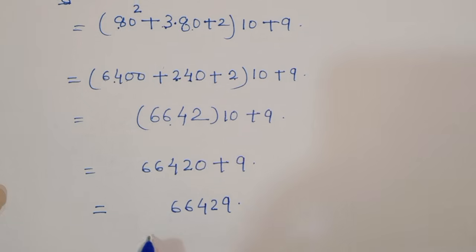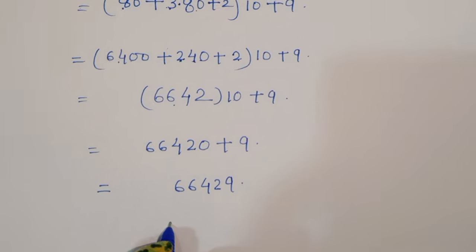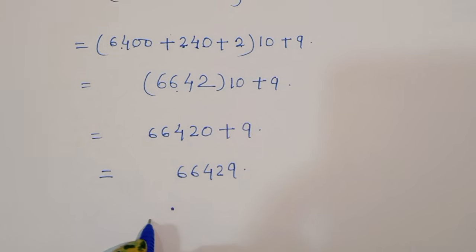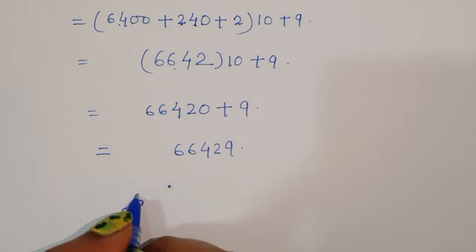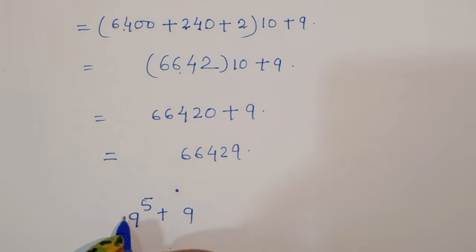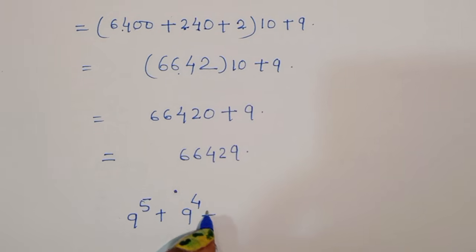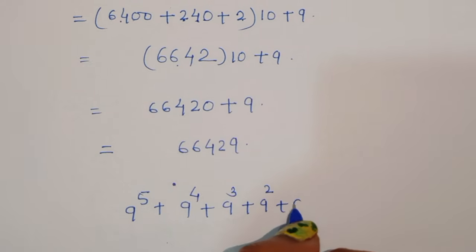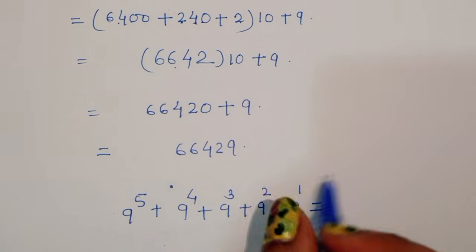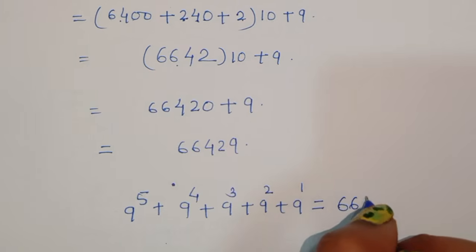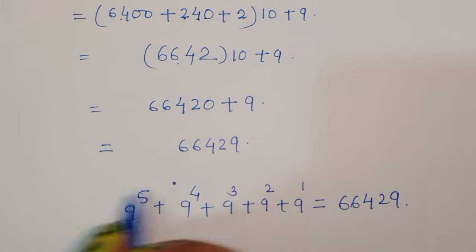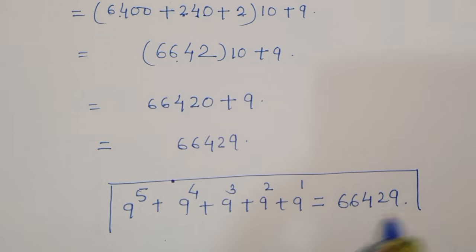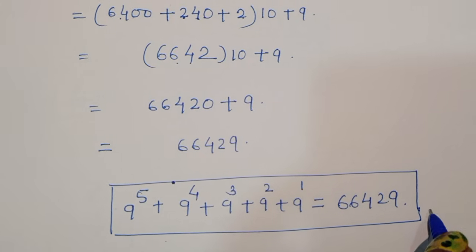That is 66429, right? So we got the value: 9^5 + 9^4 + 9^3 + 9^2 + 9^1 is equal to 66,429. We got this value, and this is the solution. Thank you.